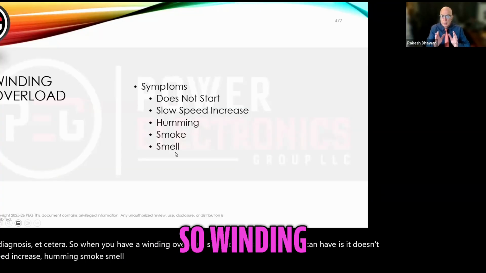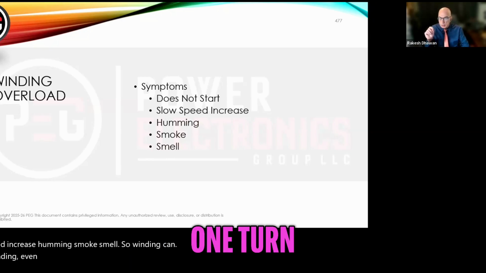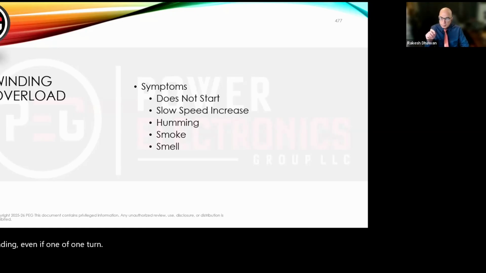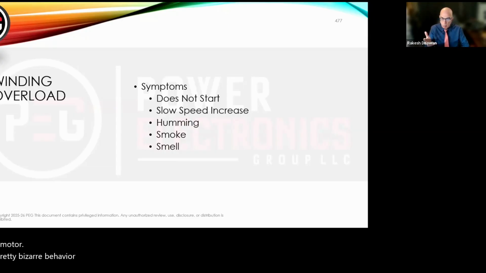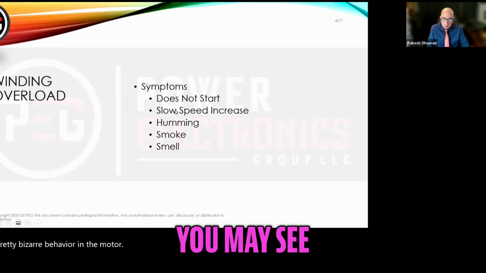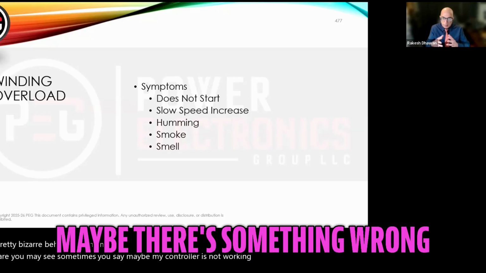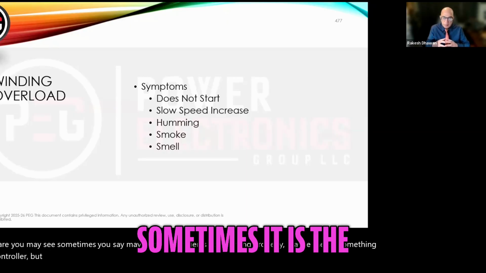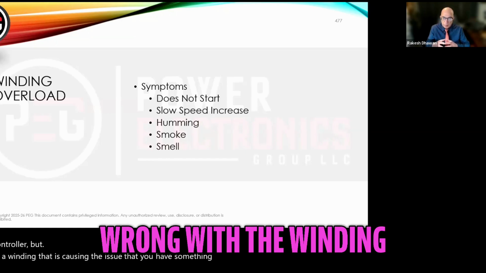So winding, any kind of winding, even if one turn has a damage in the motor, you can have pretty bizarre behavior in the motor. So all of these you may see. Sometimes you say, well, maybe my controller is not working properly. Maybe there's something wrong in my controller, but sometimes it is the winding that is causing the issue.